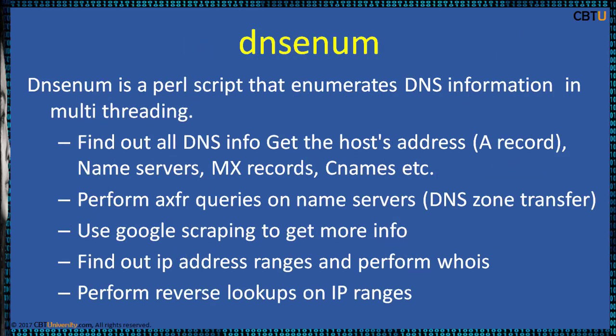DNSEnum is a Perl script that enumerates DNS information. Its features are that it can get the hostname address, A records, name servers, MX records, CNAMEs, etc. It can perform AXFR queries on name servers, that is DNS zone transfers. A DNS zone transfer is used to replicate the DNS databases across a set of DNS servers. Use Google scraping to get more info. Find out IP address ranges and perform WHOIS. DNSEnum is a versatile tool. This comes by default with Kali Linux and is available from GitHub as well.